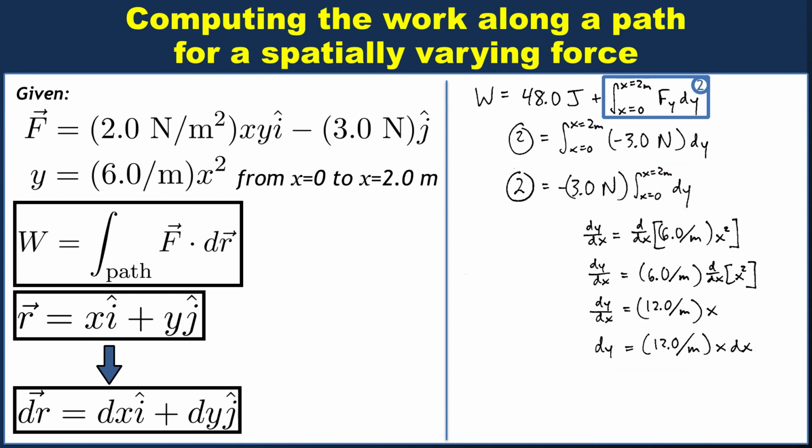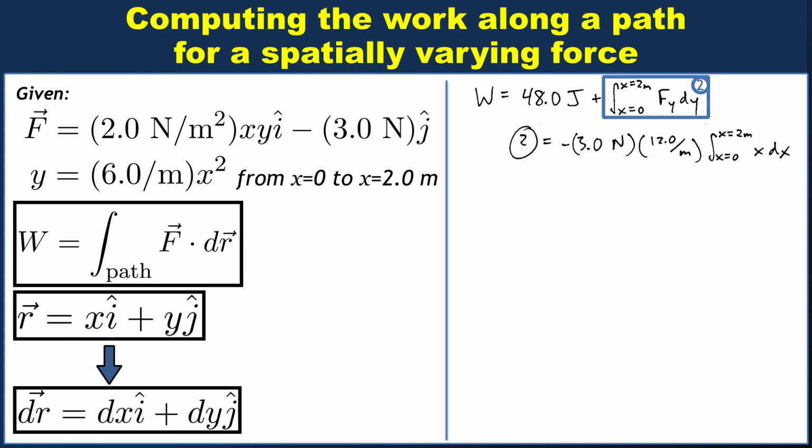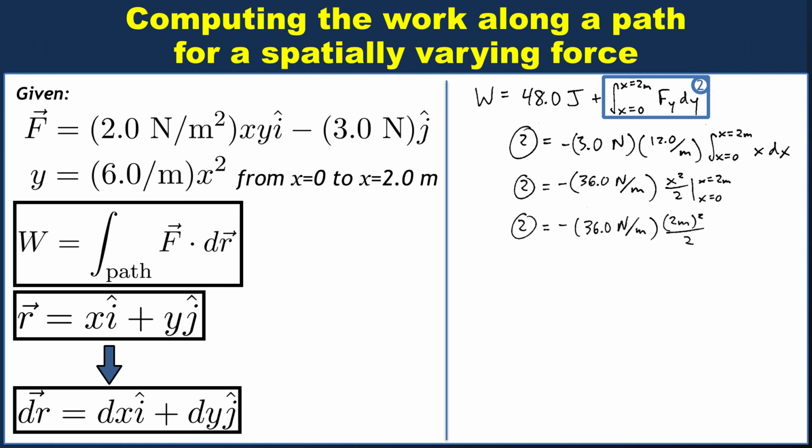So let's do that. So that means integral 2 becomes negative 3 newtons times now the integral from x equals 0 to x equals 2 meters of 12 inverse meters times x dx. We can pull out the 12 inverse meters. Now we just have the integral of x dx, and that's relatively straightforward. That'll just be x squared over 2, evaluated at the limits of integration. We do that, simplify a little bit, and we find that the second integral is equal to negative 72 joules.